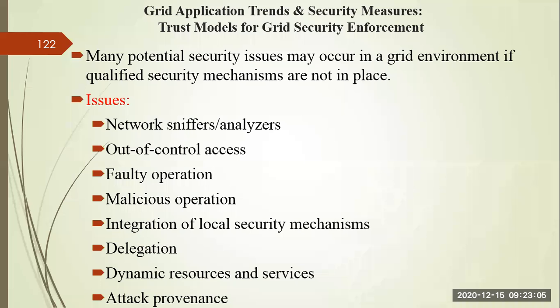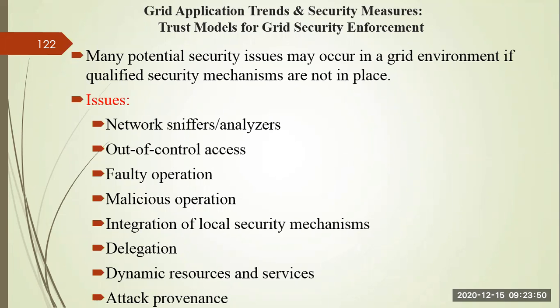Now let us discuss the trust models for grid security enforcement. Many potential security issues may occur in a grid environment because many organizations and many sites are providing computational resources. So at any time you may have a security problem, right? Security is very important. In a centralized system it is easy, but in a distributed system it is difficult, right? So what issues may happen? A network sniffer or network analyzer can analyze the pattern, and based upon that, they can inject something which will damage your computational resources or kill the cycles of the computational resources.